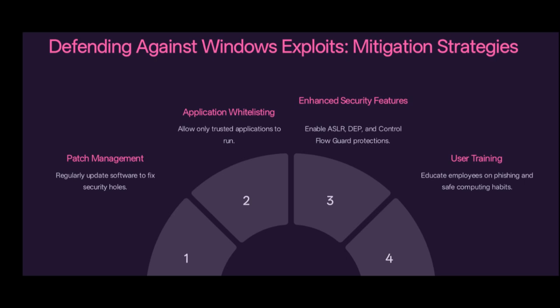2. Common attack vectors on Windows. 2.1 Unpatched software. Unpatched systems are the most common entry point for Windows exploits. Zero-day vulnerabilities are especially dangerous due to the absence of a fix. 2.2 Phishing and social engineering. Attackers exploit human psychology to deceive users into opening malicious attachments or links that exploit Windows vulnerabilities.